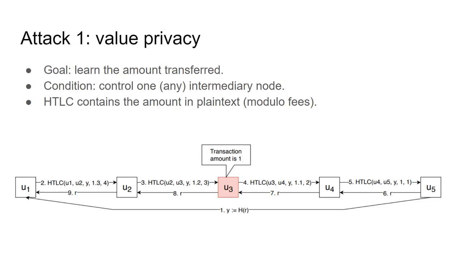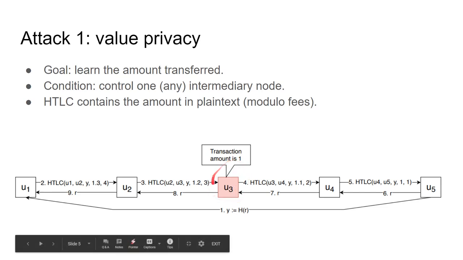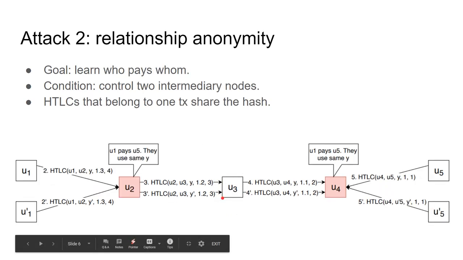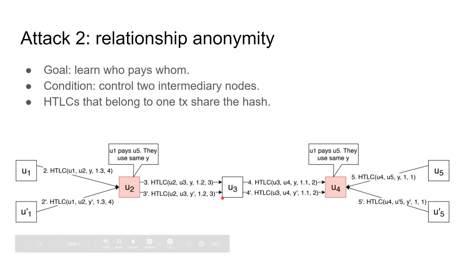But assuming that the fee is relatively small compared to the amount of the payment that has been transferred, then it means that each node along the route can understand with high precision how much money is being transferred. And it's enough, as you can see, for the attacker to control just one of the intermediary nodes. So here, node number 3. The second attack, which is a little bit more complex: here the attacker wants to learn who pays whom.